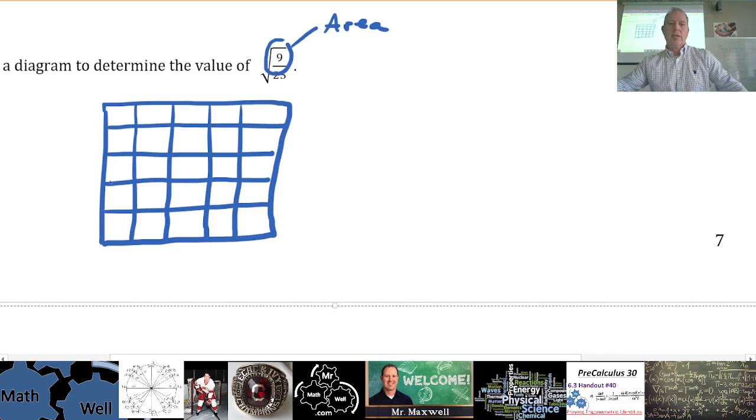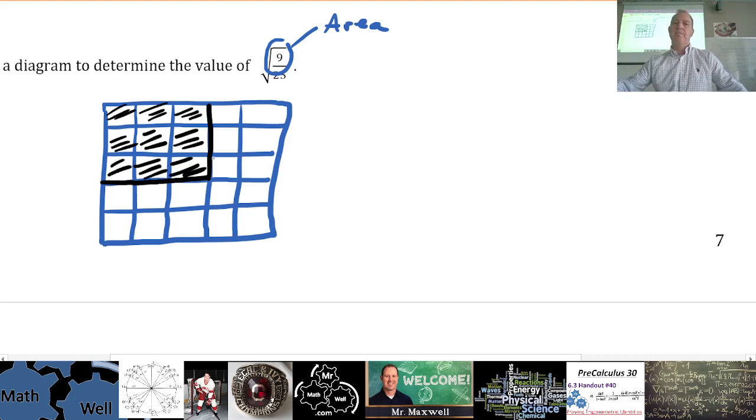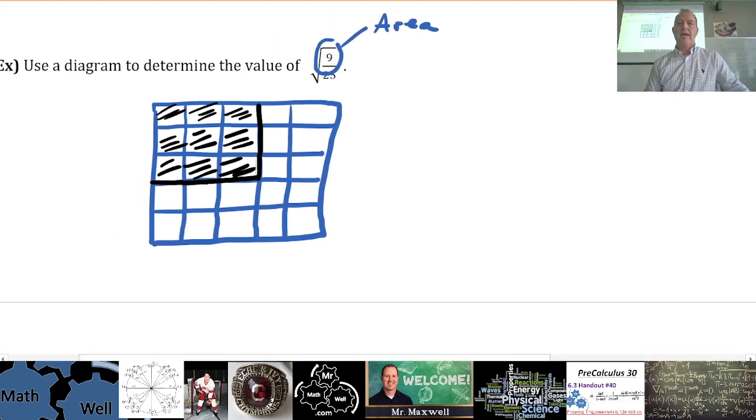So what you want to do is say, okay, how can I just highlight 9 of these? You're going to go something like this. There's 1, 2, 3, 4, 5, 6, 7, 8, 9. Okay? And notice how I can actually make a perfect square out of those 9. So what is the value of the square root of 9 over 25?